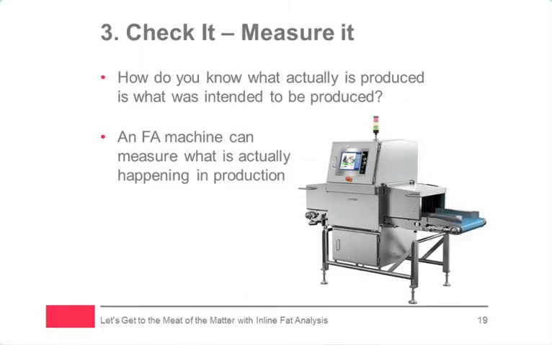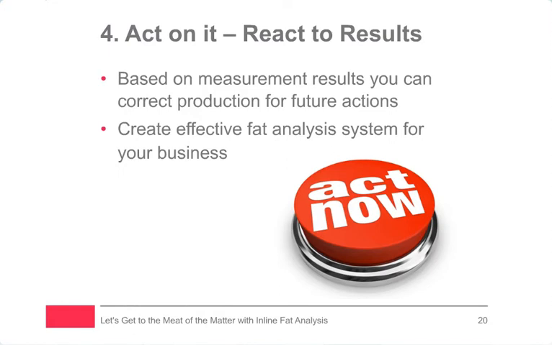Of course, understanding the variation in the raw materials is where the measurement device or the fat analysis machine comes in. We want to understand how what is actually going through the production line is different to what was originally intended. But then, of course, to actually deliver any value to your business, we need to be able to react to the results that the fat analysis machine generates. It is only by going through this process that FA machines, acting as a system, are able to actually stop the giveaways that we demonstrated in the first few slides.